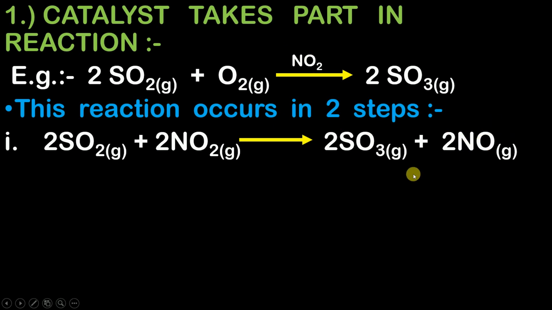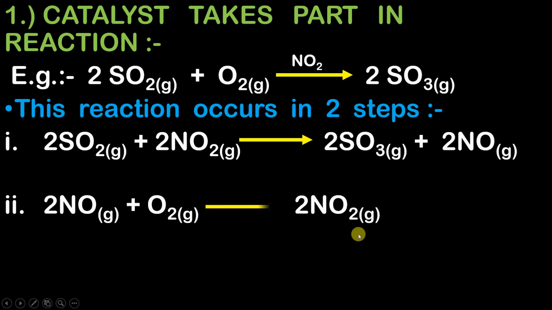Now guys, you might be thinking that we have now got our product. Am I right? We have got our product, so the reaction will stop over here. You are wrong. The reaction will not stop over here. And in the second step, what is going to happen is that this 2NO gets reacted with this O2 and it gives us 2NO2. Now, why is there a second step involved when we have already got the product in the first step? The reason behind this is that we must get the catalyst as it is.